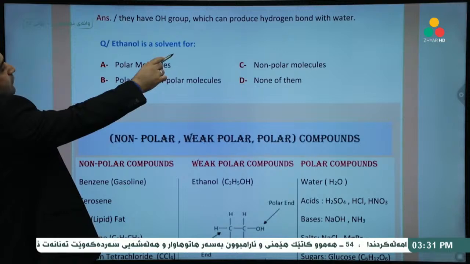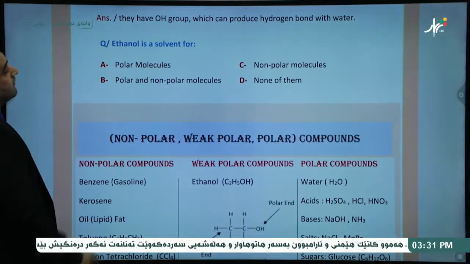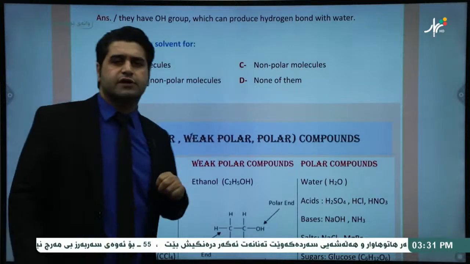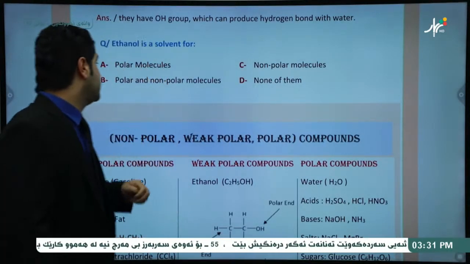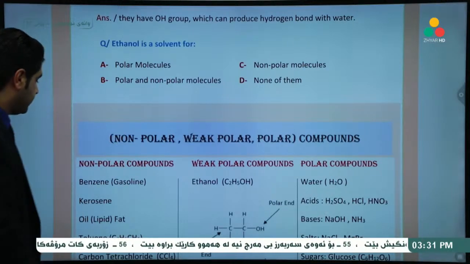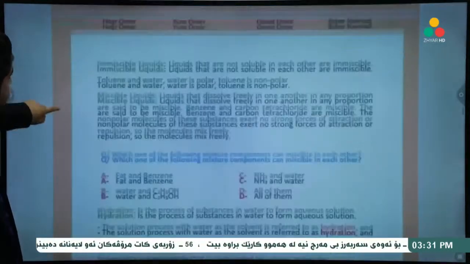Ethanol is a solvent for polar molecules. Yeah, it has a polar end. Non-polar molecules, yes, it has a non-polar end. Polar and non-polar, yes, the right answer is B. Okay, the right answer is B.